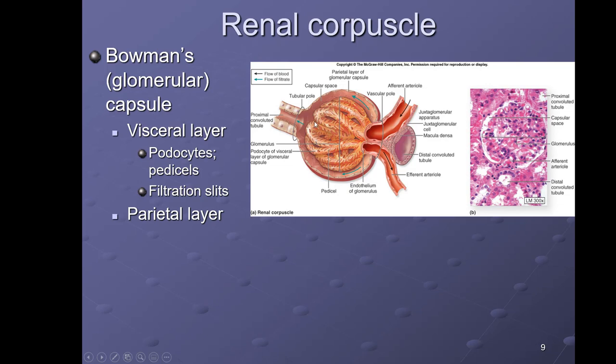The visceral layer is composed of these cells that have little feet-like processes sticking off. So these cells are called podocytes, and their little feet are called pedicels. And if you look closely, you can see there's little spaces between their feet. Those are called filtration slits, and that's where the filtration is actually going to take place.